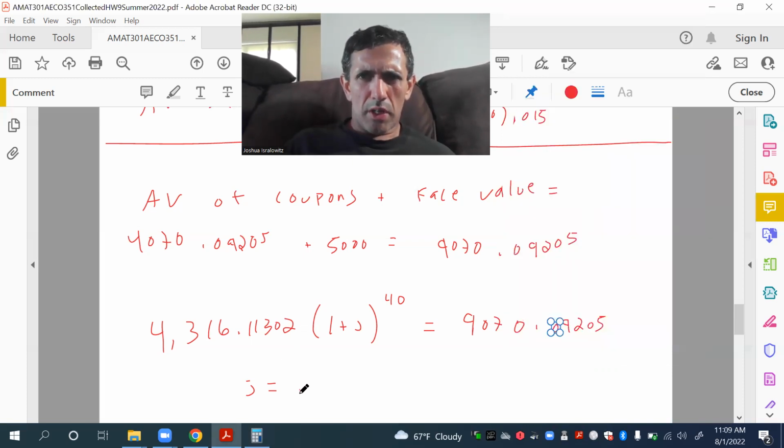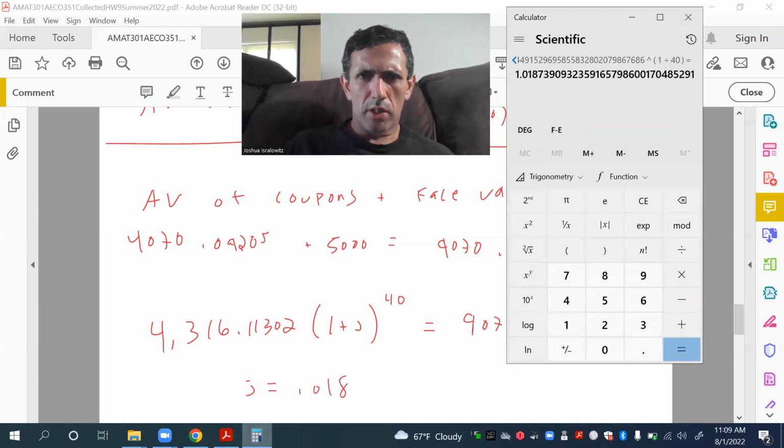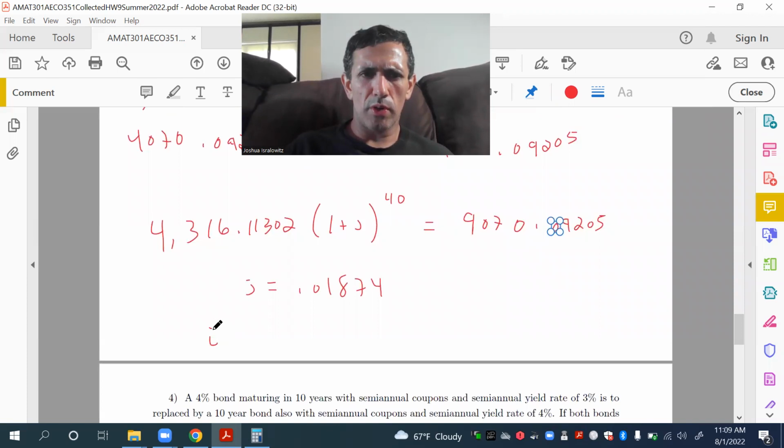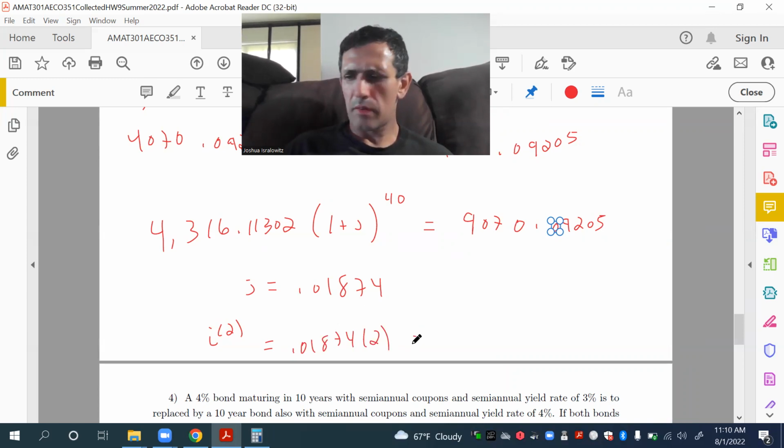So subtract 1, 1.01874. So multiply by 2 to get the nominal semi-annual interest rate, i(2). And we get 3.75 basically percent, 0.03748.